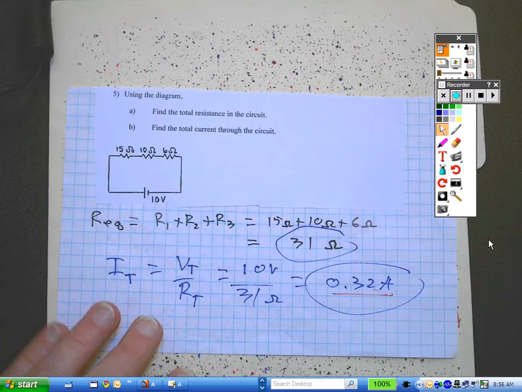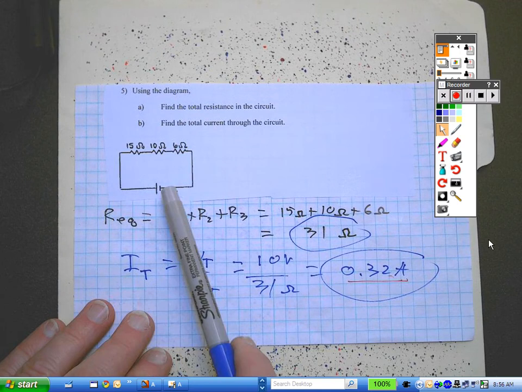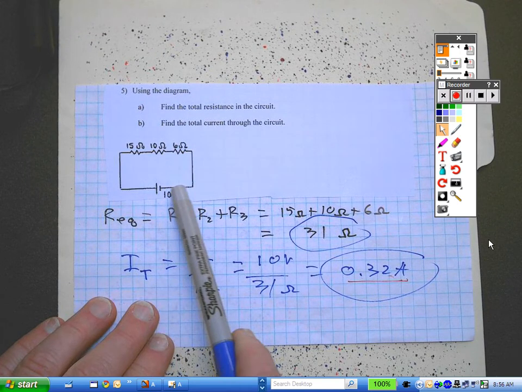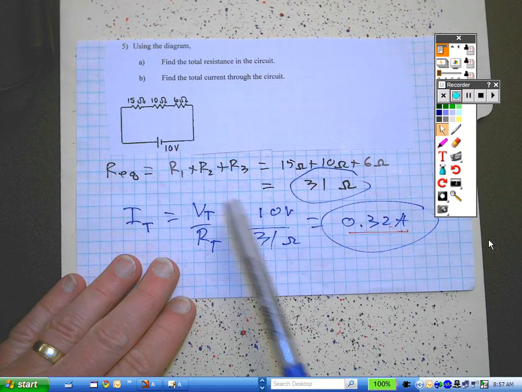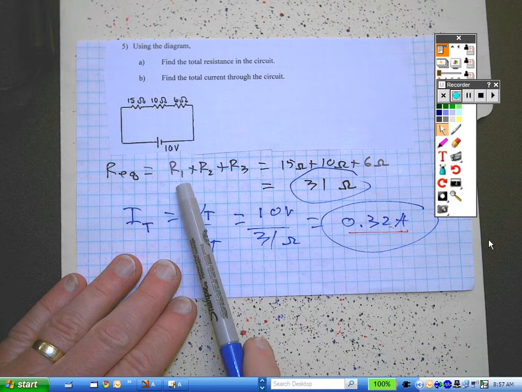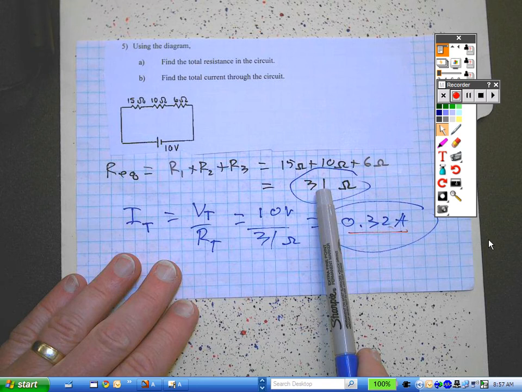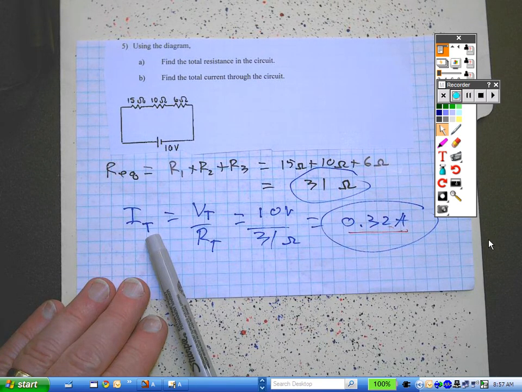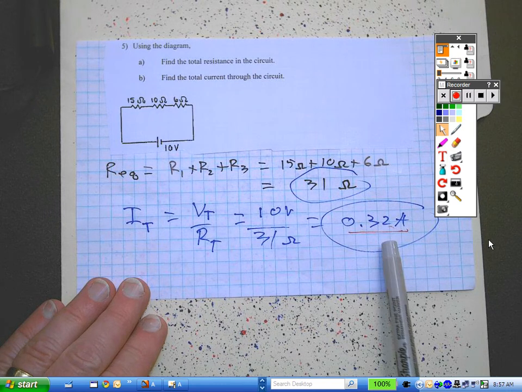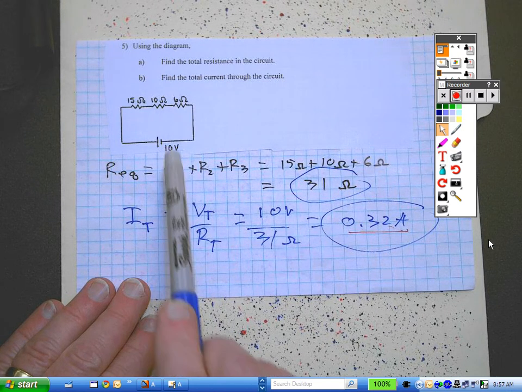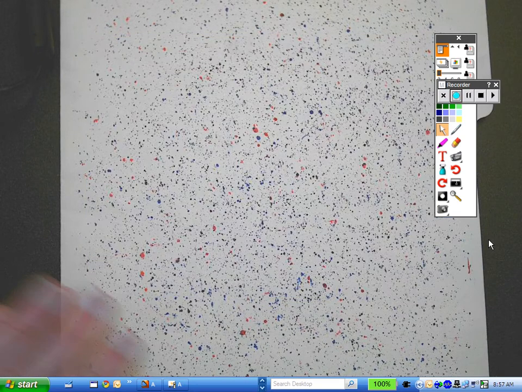Number 5. So now we have circuits. The rest of these will be circuits. This is a series circuit, meaning the electrons from the battery, every one goes through every resistor. So when you solve a series circuit, the first thing you should do is find the resistance of all of them and just add them together. The 15, 10, and 6 make 31. Ohm's law for the whole circuit, the current coming from the battery, is the total voltage divided by the total resistance. 10 over 31 is 0.32 amps. That's the current in every single spot in the battery and each resistor in a series circuit.